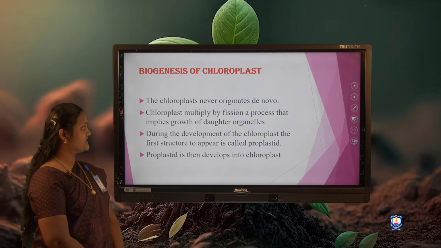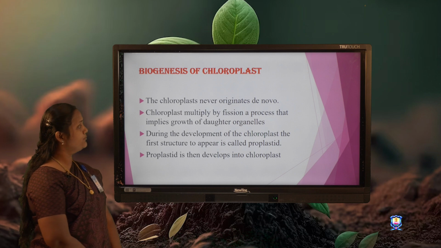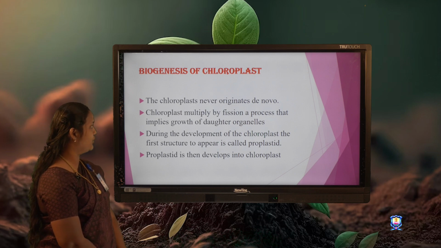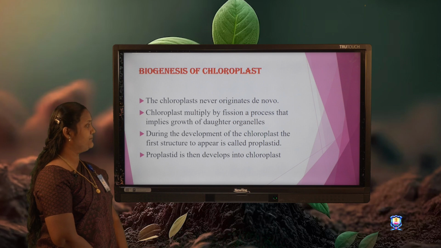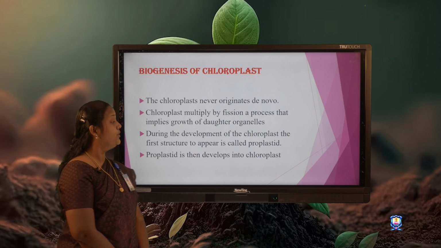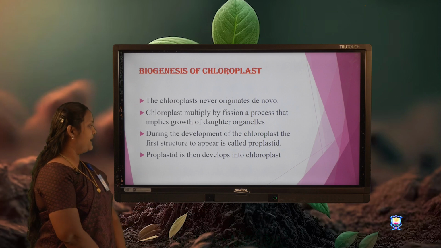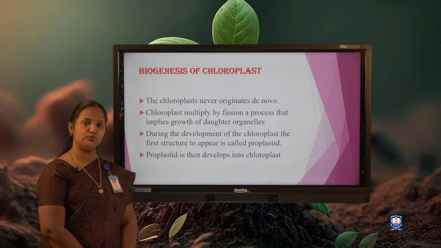Next one, the biogenesis of the chloroplast. Here, the chloroplast multiplies by fission, a process that implies growth of the daughter organelles. During the development of the chloroplast, the first structure to appear is called the proplastid. The proplastid then develops into the chloroplast.